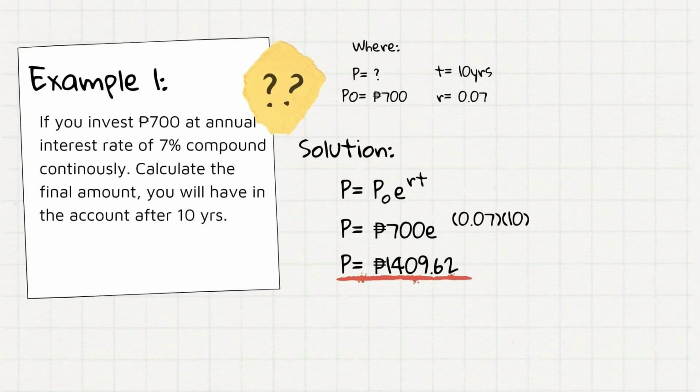So P is equal to P sub o times e raised to the power of rt, where P sub o is 700 times e raised to the power of 0.07 times 10, where P is equal to 1,409.62 or rounded up to 1,410 pesos. That's all. Thank you.